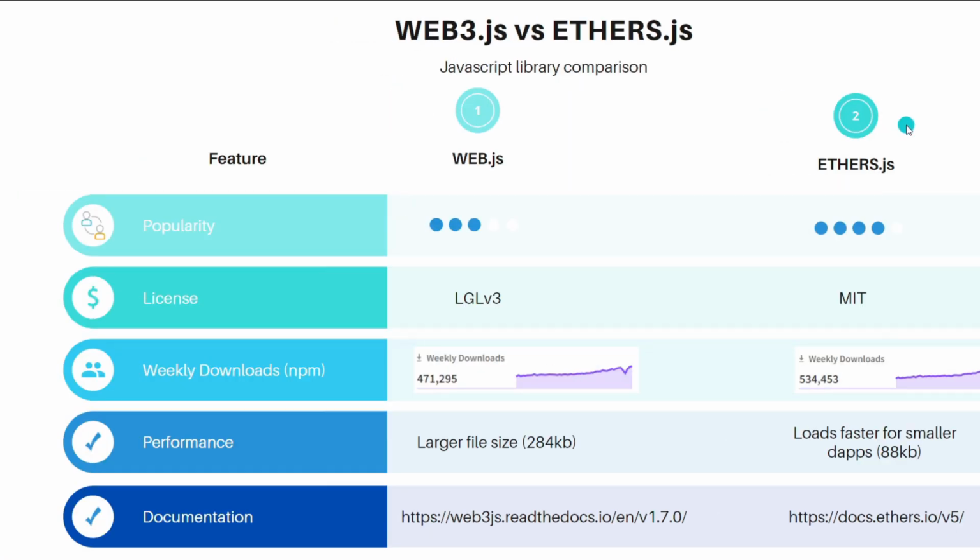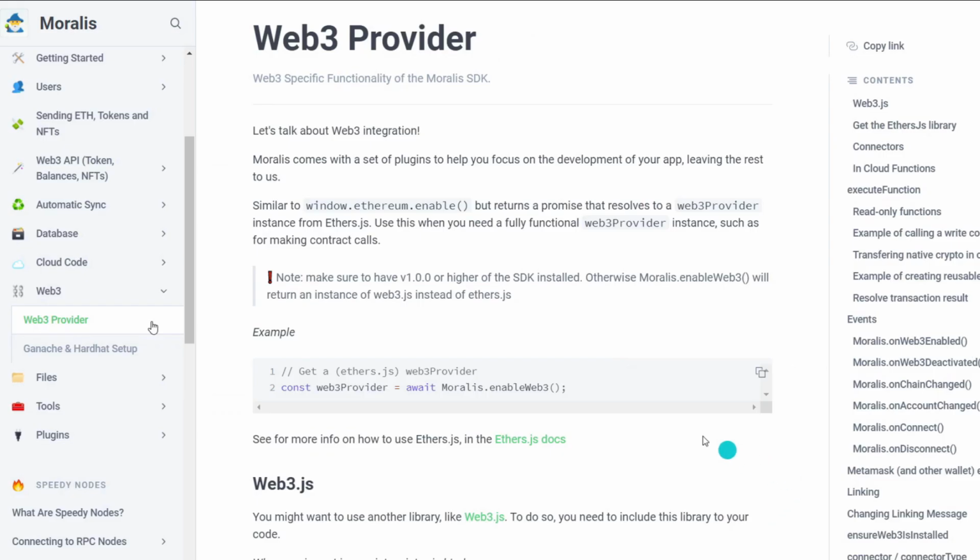So Ethers is becoming more popular than Web3.js. You get an MIT license. It's a smaller library size for faster loading applications, and the documentation for Ethers is also in the description below. So how does Moralis fit in with Web3 and Ethers?